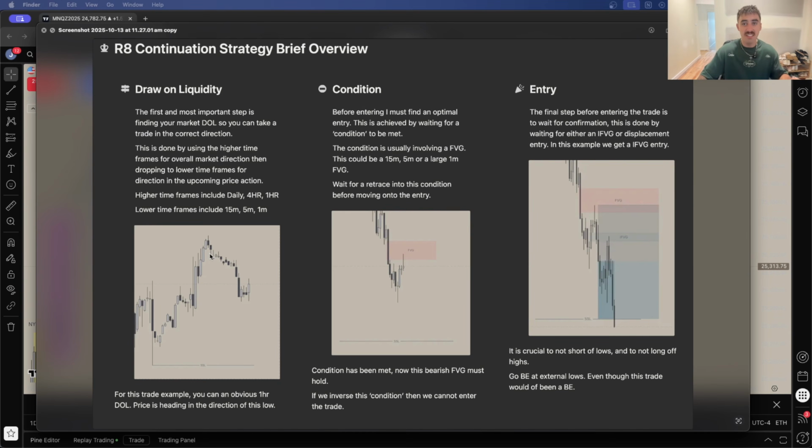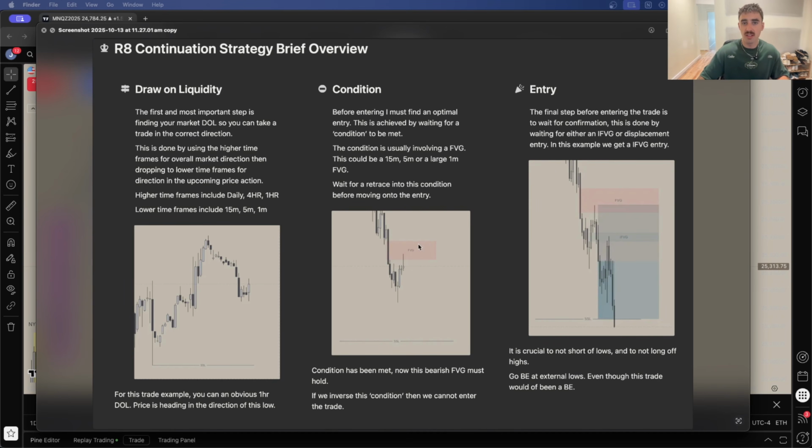In this clear example, we have a draw on liquidity, which is this hourly low. So this is our DOL, draw on liquidity. Cool, now we know that's where we want price to head towards. Now we don't just enter randomly. We don't just say, okay, it's a bearish candle, we enter. We set a condition. I set conditions from 5 minute, 15, 1 minute. It's just something for the price to retrace into before displacing or inversing towards my draw on liquidity.